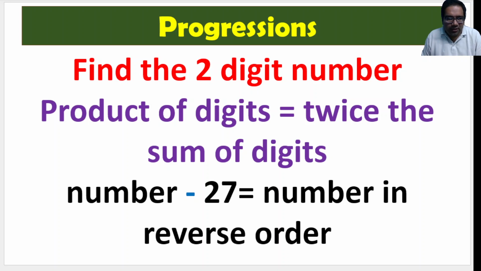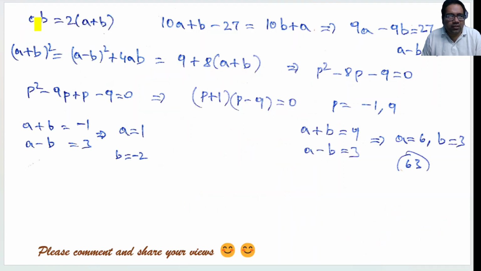Hi friends, here we are given a two-digit number. The product of the two digits is equal to twice the sum of its digits, and the number minus 27 gives the same number in reverse order. Let us take this number as AB.